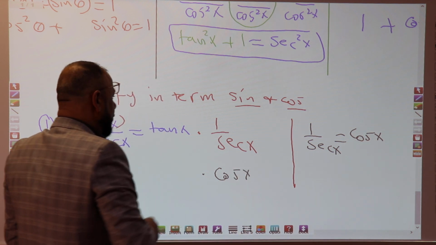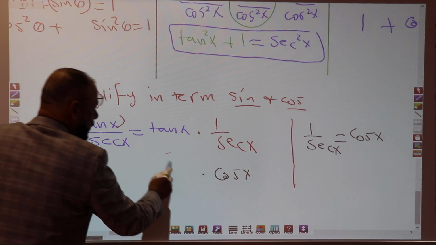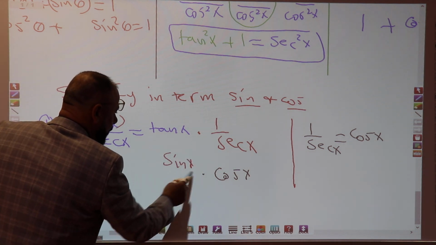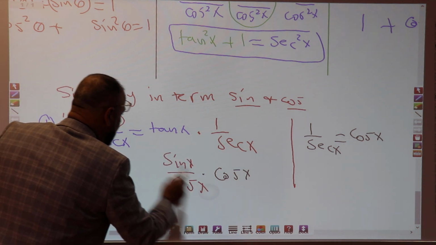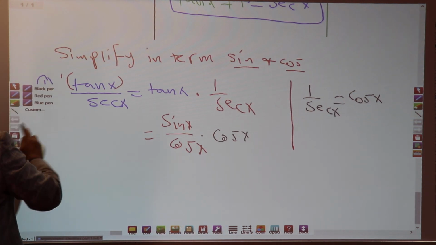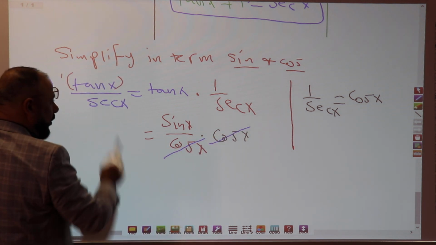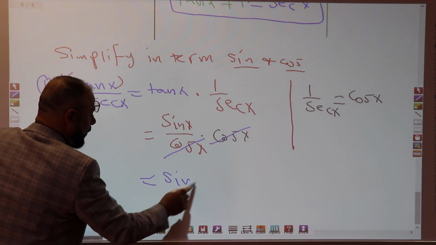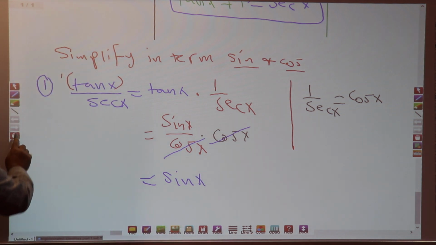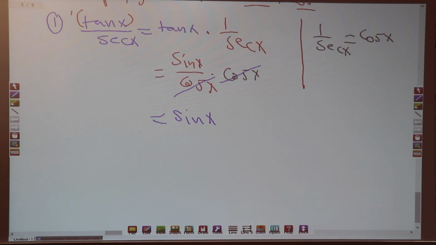Cosine x. And the tan, I know the tan is what? Sine x over cosine x. Good? What happened here? This cosine cancels with this cosine. Then all that equals sine x. Good. This is number one. Then what you have to do is simplify everything in terms of sine and cosine.